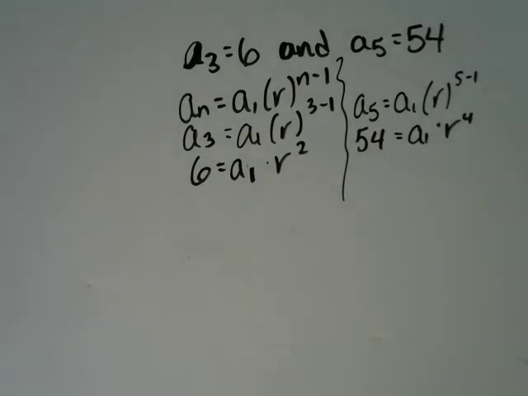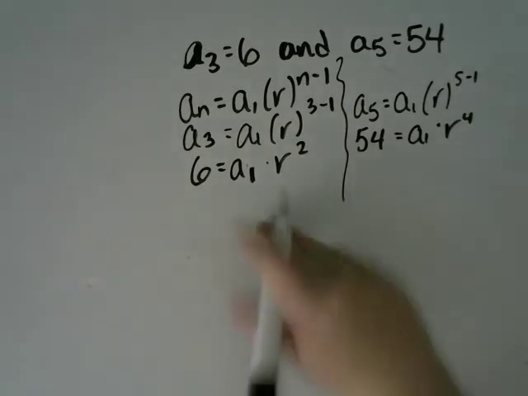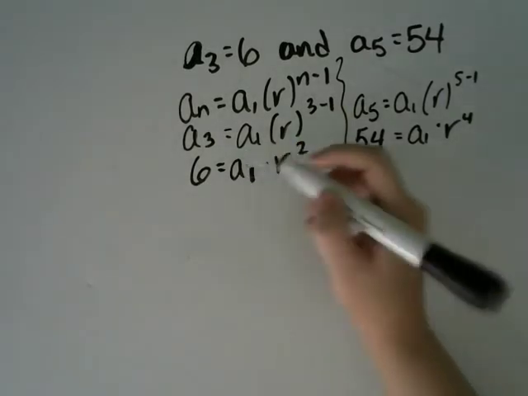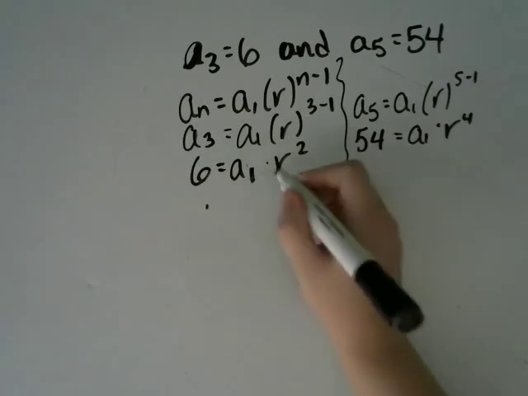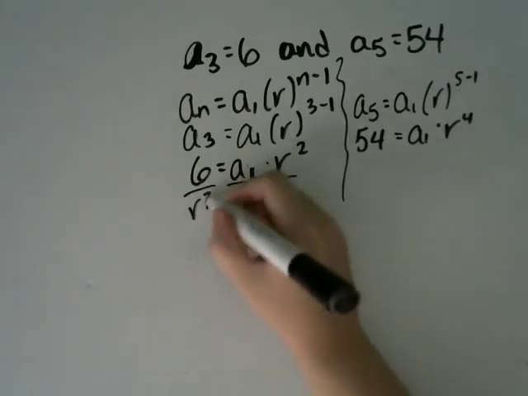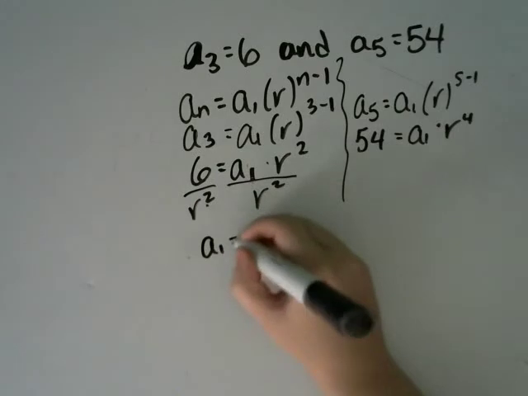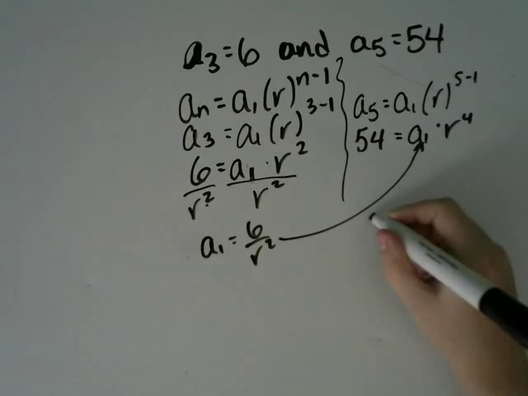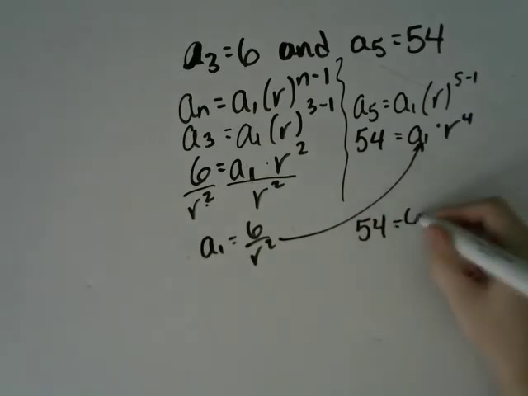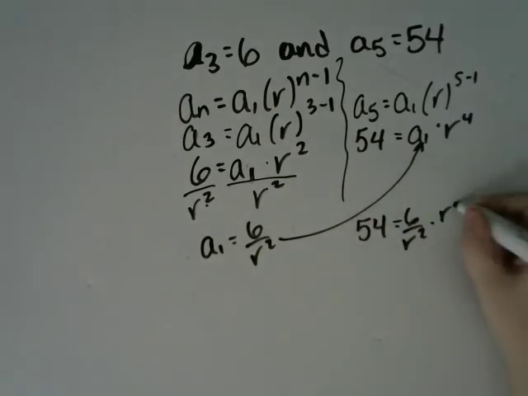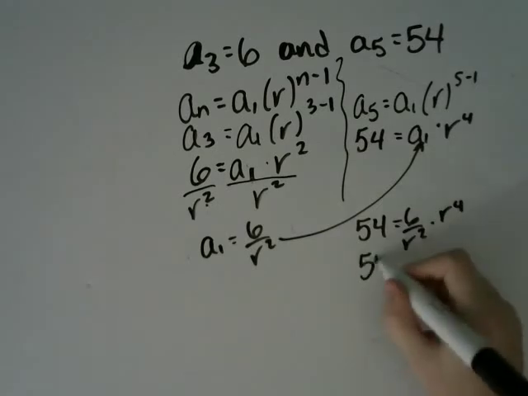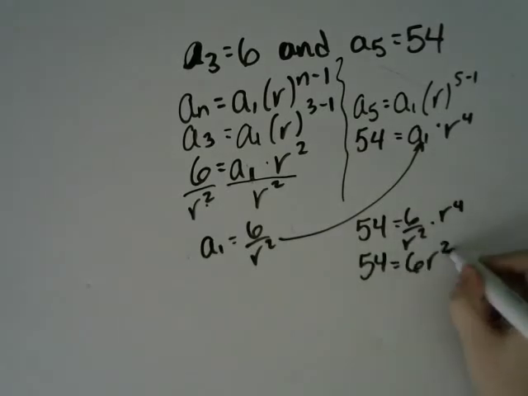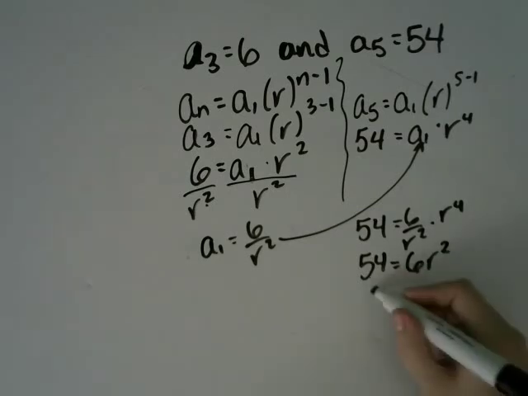Now, we need to use the elimination or substitution method, depending on if we're trying to find the common ratio or if we're trying to find the first term. So in this case, I'm going to try to find the first term, and I'm going to solve this equation for a1 by dividing both sides by r squared. I get a1 equals 6 over r squared, and I'm going to plug that in to the other equation. 54 equals 6 over r squared times r to the 4th. That gives me 54 equals 6r squared. Divide both sides by 6.